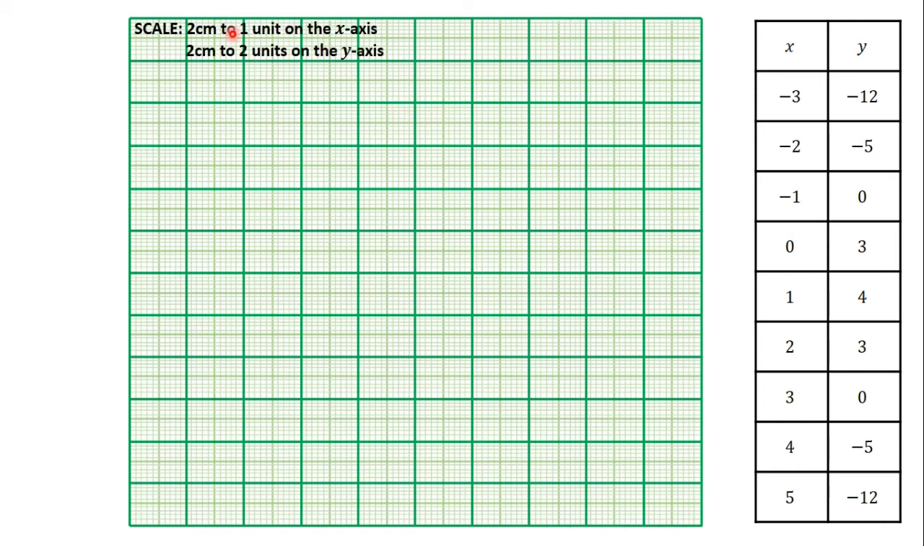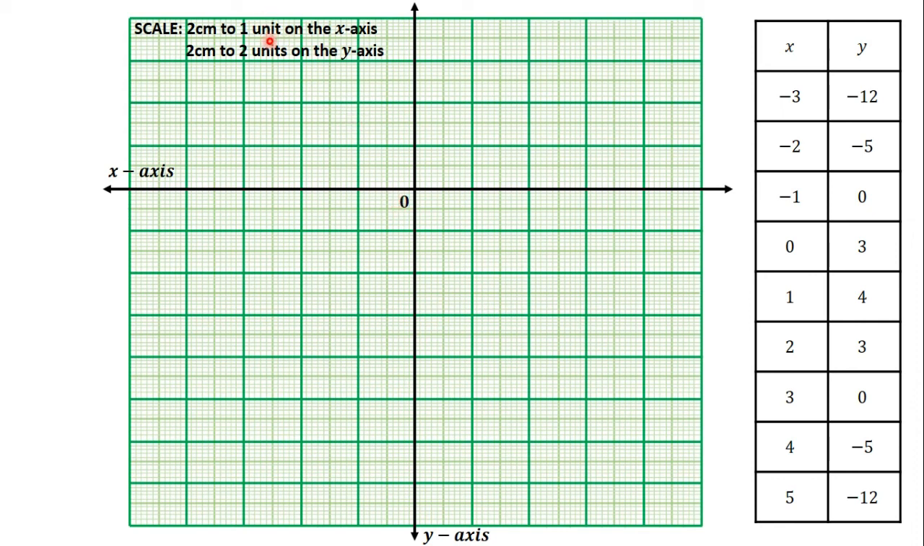The scale we are using is 2 centimeters to 1 unit on the x-axis and 2 centimeters to 2 units on the y-axis. In the video on choosing the best position for the x and y axis, which is video number 17 in this playlist, we learned that we will have to draw the x and y axis in such a way that we can plot all these points on the graph sheet. So looking at the set of x and y values in this table, I'm going to choose this horizontal major grid line and this vertical major grid line as my x and y axis. They meet at this point, so here will be the origin.